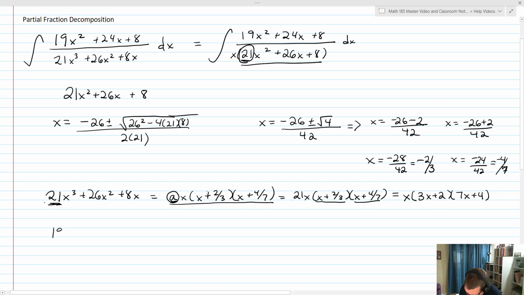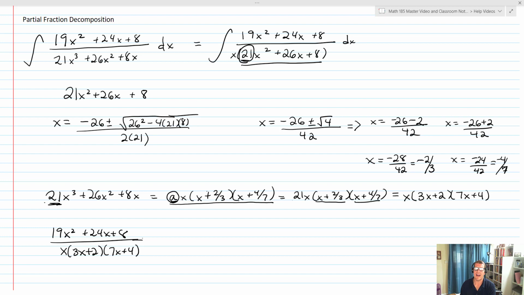So what I get now is 19x squared plus 24x plus 8 over x times 3x plus 2 times 7x plus 4. So just in case you're having any problems with doing the factorization, you can do that. Now here's an interesting little note: if for some reason it doesn't factor, you find that you have complex roots, then you know that it's not a factorable polynomial, and you now have a quadratic term. And we just use that.